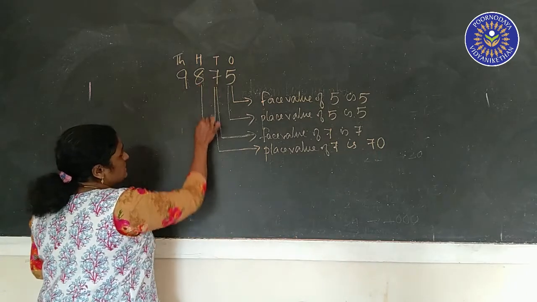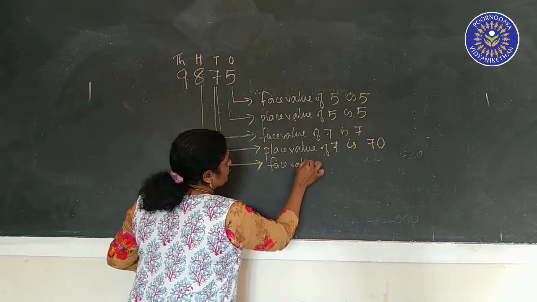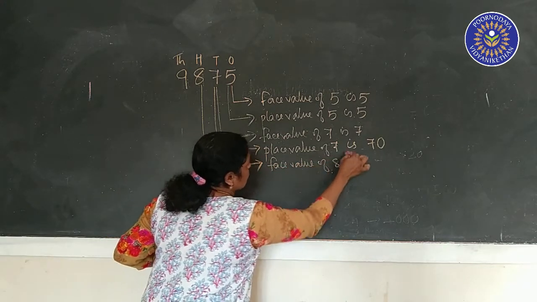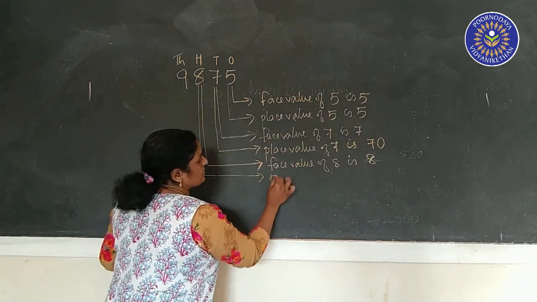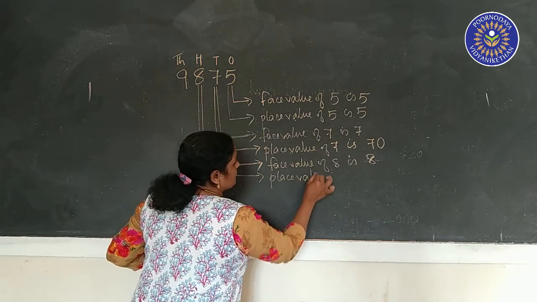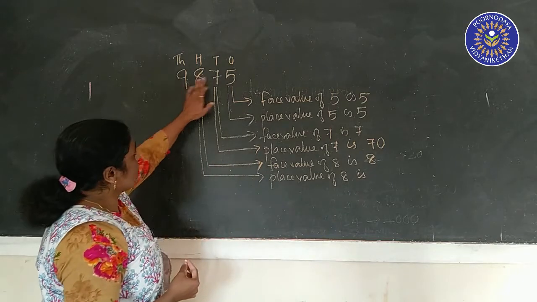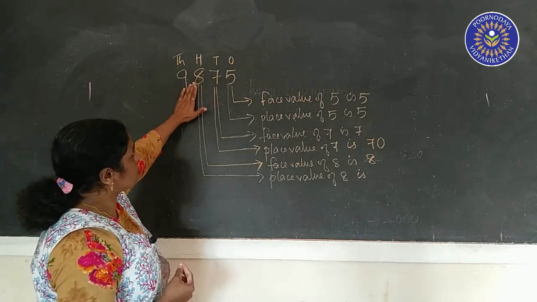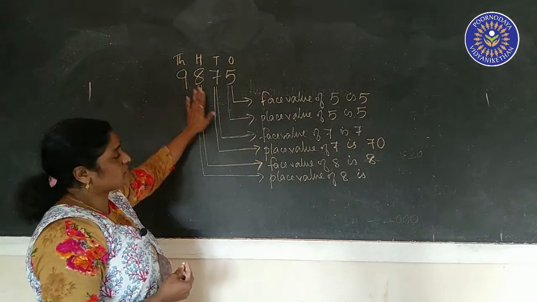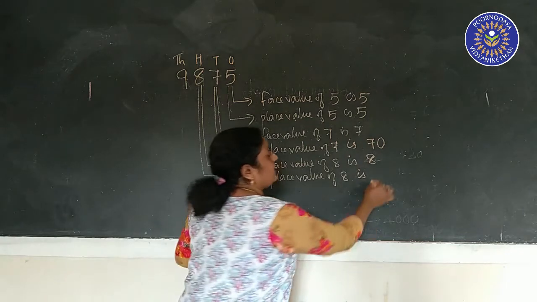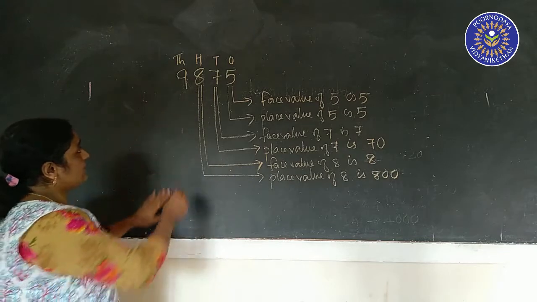Then in the hundreds place there is 8. Face value of 8 is 8. What is the place value? Place value of 8 is in the hundreds position. So how many hundreds are here? 8 hundreds. So the place value of 8 is 800. Clear? Then the last, 9.